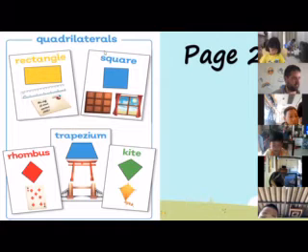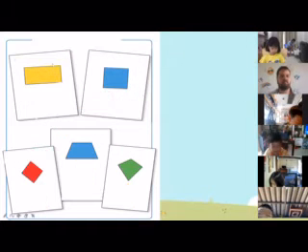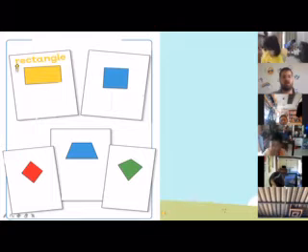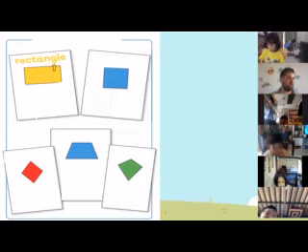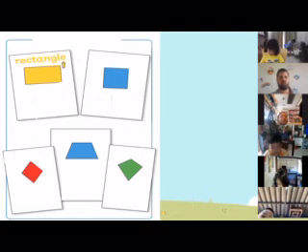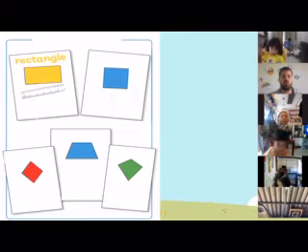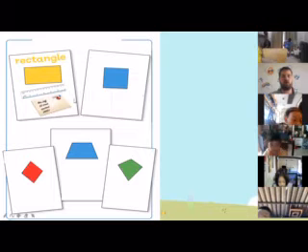Let's get started. So page 24. Our first shape is called a rectangle. Rectangle. Let's spell rectangle. So rectangle is R E C T A N G L E. Okay, now what objects are in the shape of a rectangle? We have a ruler and an envelope. So ruler and envelope are in the shape of a rectangle.